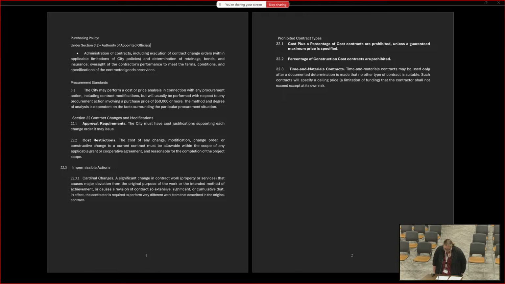And then prohibited contract types. I just wanted to bring this up because a lot of times we see a lot of contracts, and these are ones that we just don't put together. So it's cost plus a percentage of cost contracts, unless there's a maximum price that's specified. A percentage of construction cost contracts are prohibited, and time and materials. And it says time and materials contracts may only be used after a documented determination is made that no other type of contract is suitable. And it also needs a price ceiling on that. So this is what's in policy.